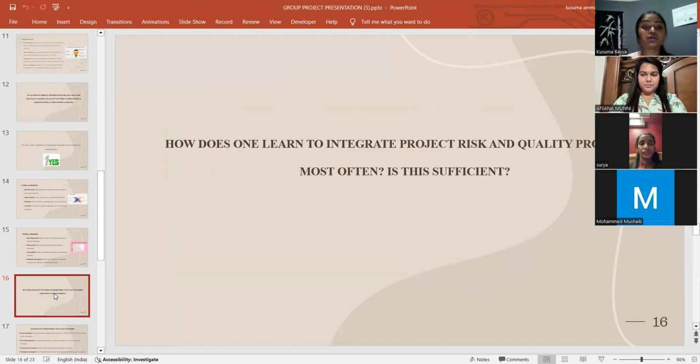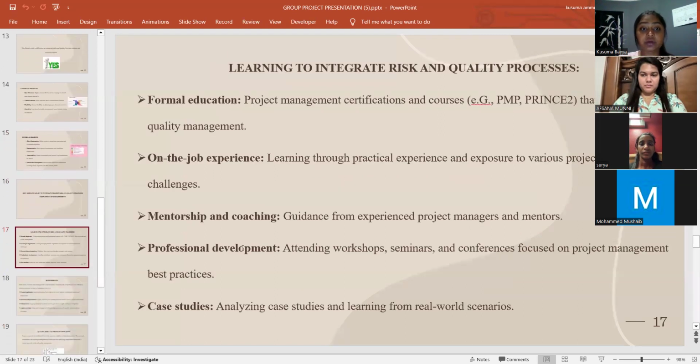So, how does one learn to integrate the project risk and quality process most often? So here we are going to learn about integrating risk and quality processes. It has some subpoints like formal education, on the job experience, mentorship and coaching, and some others.